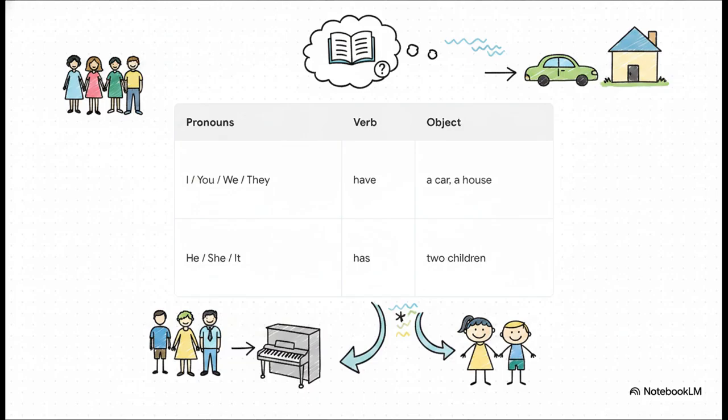When we're talking about I, you, we, or they, the verb is always have, like I have a car or they have a house. But look closely at that bottom row. For the third person singular, that's he, she, or it, the verb shifts to has. He has 2 children. She has a piano. Trust me, mastering that tiny little shift from have to has is literally a game changer for your fluency.